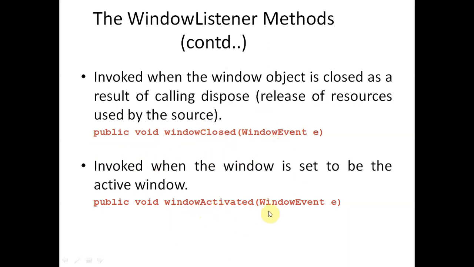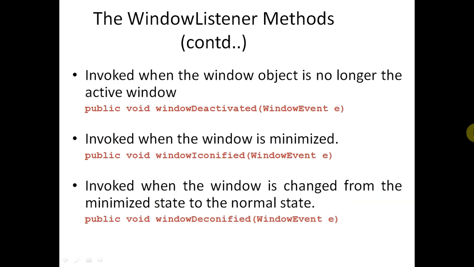And windowActivated is invoked when the window is set to be the active window. So when we have to set the window as the active window, then we will write this function windowActivated. And now see this one also, which is the opposite of windowActivated: windowDeactivated is invoked when the window object is no longer active. So when we are deactivating the window object, in that case windowDeactivated will execute.